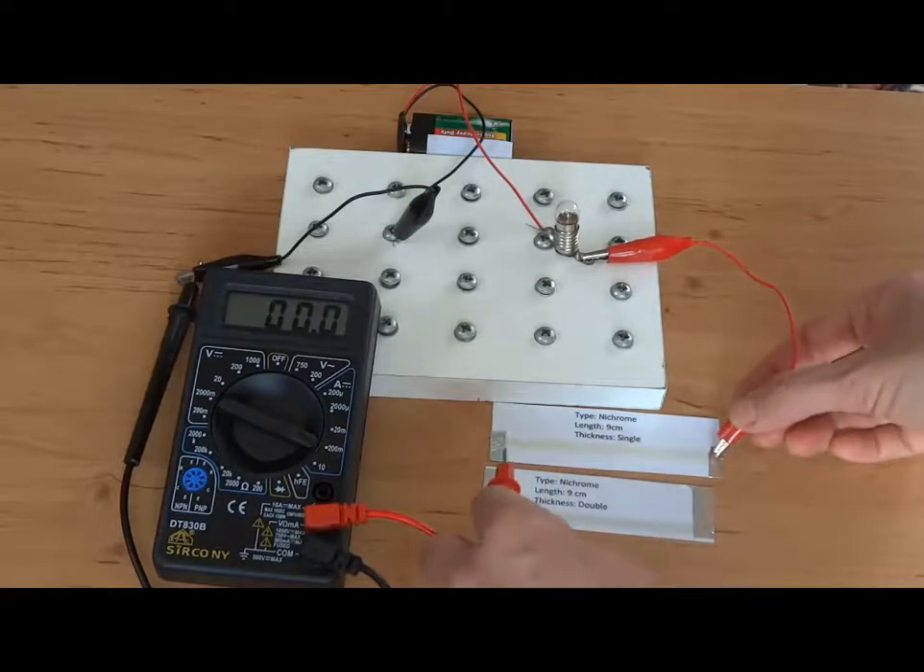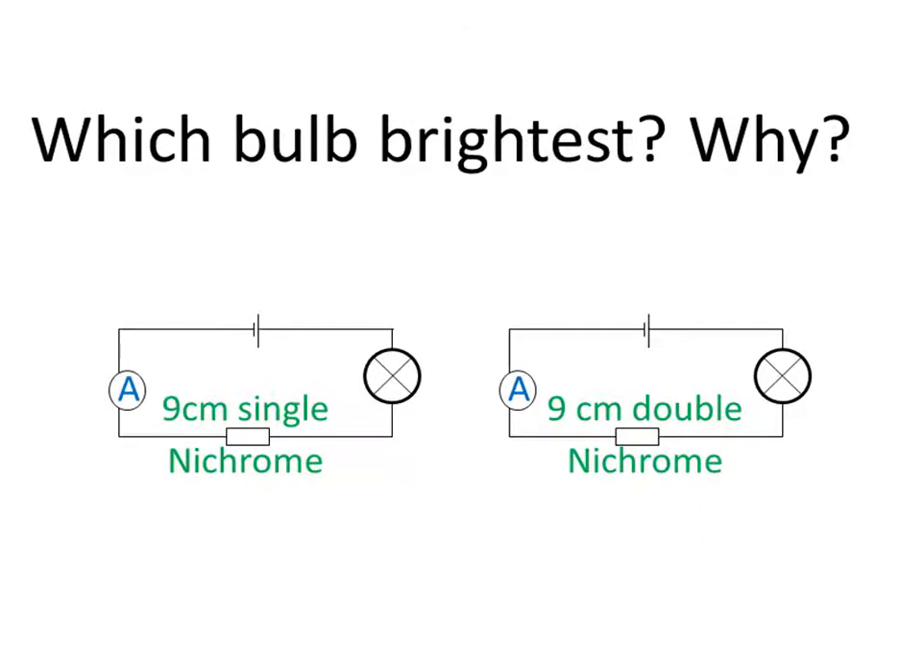the wires. But before we do that, you need to predict which bulb is going to shine brighter, which ammeter is going to give a higher reading, with a single nichrome wire or with a double nichrome wire? And why do you say so? Also, what will that tell us about the resistance of the circuits? Which of these two resistors will be more resistant? Also, what is our focus question?